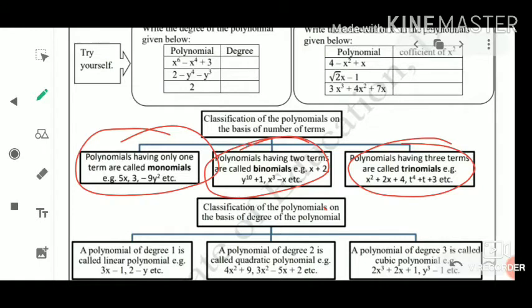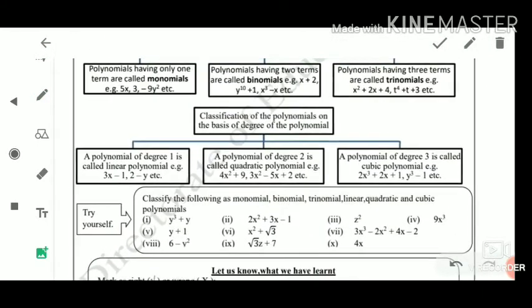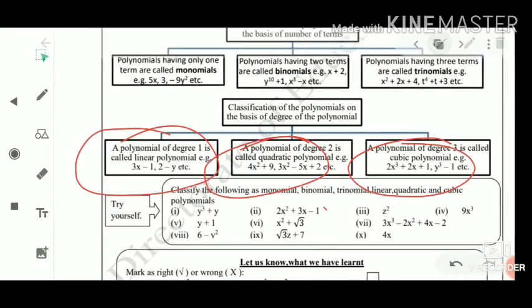So the polynomial is basically something we can classify into three different types: monomial, binomial, and trinomial. And what are the different degrees we can call?